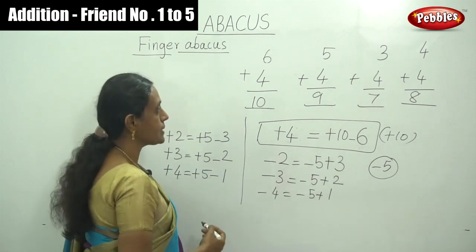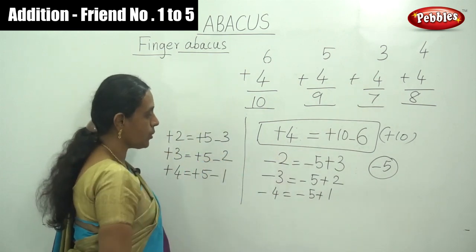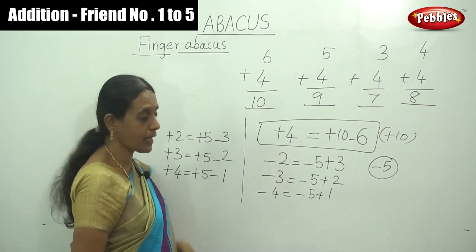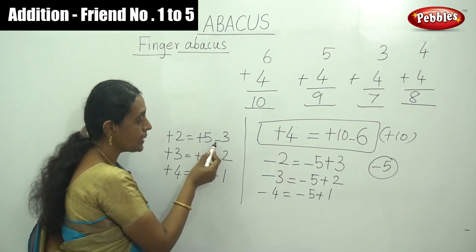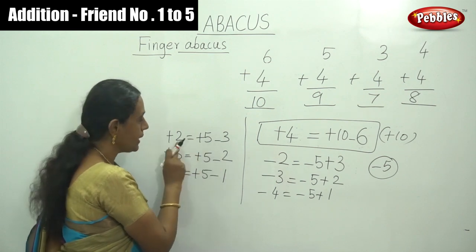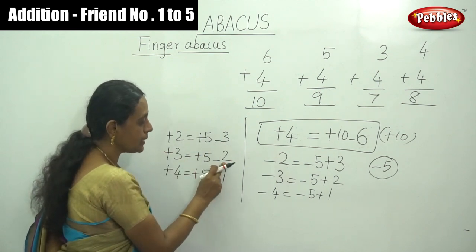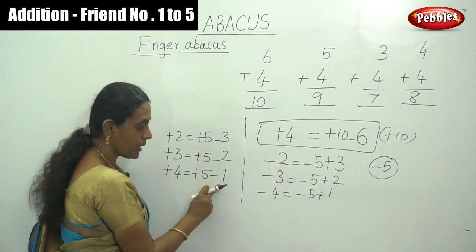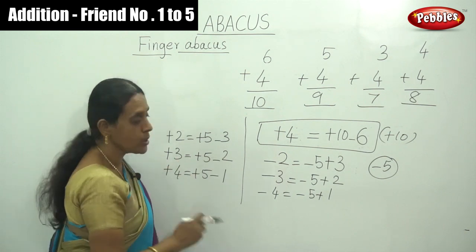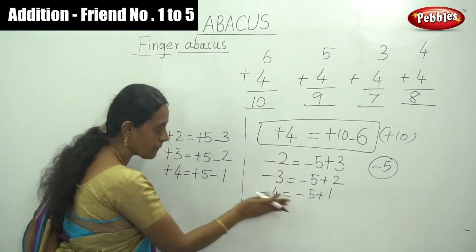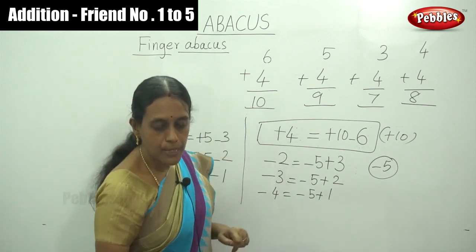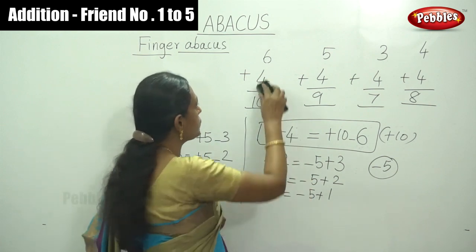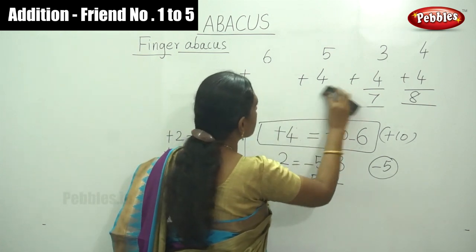You can understand, that is for addition of numbers below 5. So plus 2, starting with the same sign here, we should put the opposite sign and write down the friend number. Here 2 is the friend number of 3, and here 1 is the friend number of 4. So similarly, this is a minus formula, this is a plus formula. So simply by doing plus 4. And let me next move to plus 3.